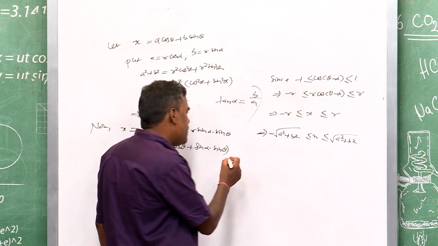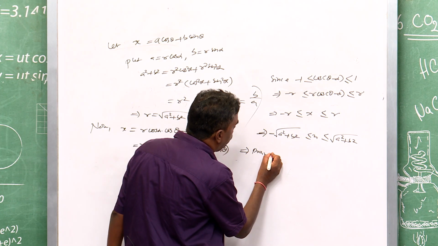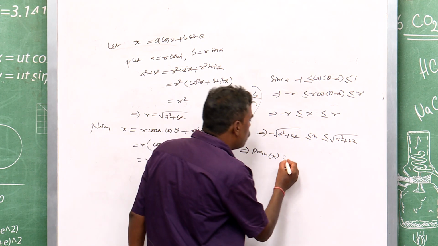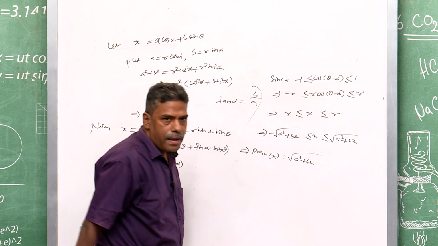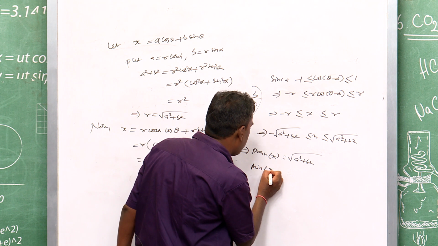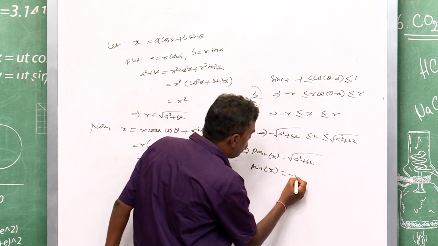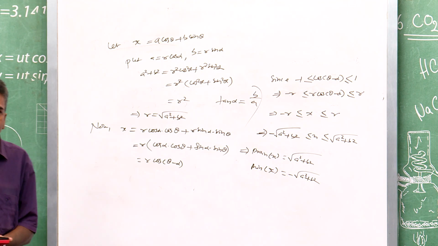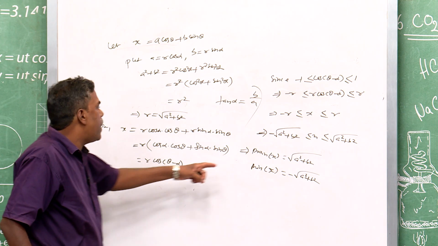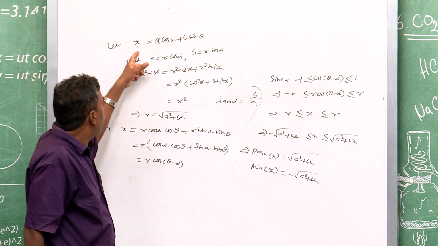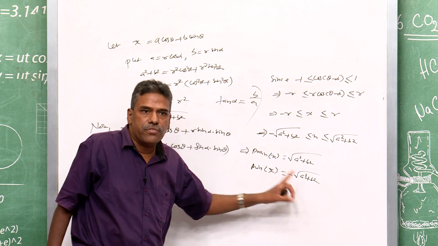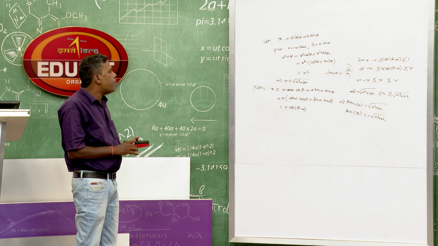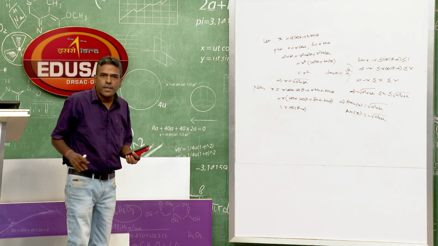So, this implies the maximum value of x is equal to this, and this is the minimum value. Maximum value is equal to square root of a square plus b square, and minimum value of x is equal to minus square root of a square plus b square. That means, if x is equal to a cos theta plus b sin theta, then the maximum value of x is equal to positive square root of a square plus b square, and the minimum value of x is equal to minus square root of a square plus b square.